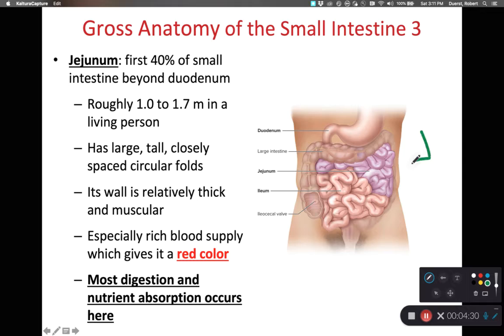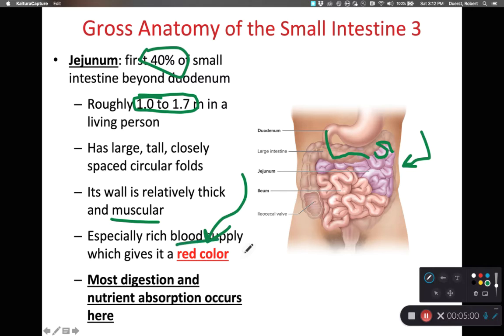As we look at the jejunum, and this figure is purple, it's about 1/2, just a skosh less than 1/2 of the small intestine, and it's going to immediately follow the duodenum. So we go from the duodenum and flow into the jejunum. It's about 1 to 1.7 meters in a living healthy person, and it's going to have closely spaced circular folds that go back and forth. Also notable is that it has a relatively thick and muscular wall and has a very rich blood supply, which gives it its bright red color.